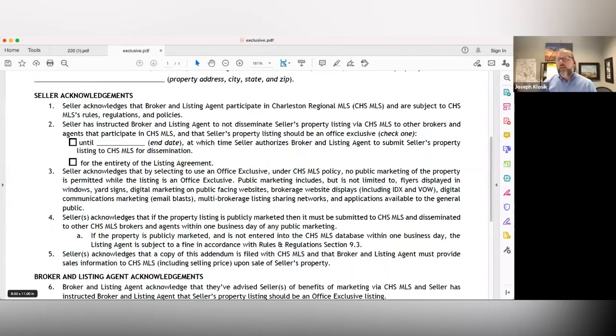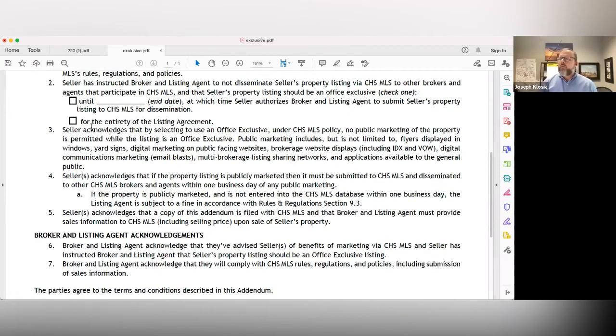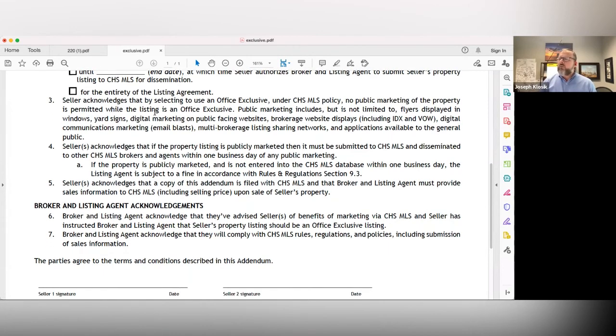All right, so let's jump back into the addendum for the office exclusive. So in the office exclusive addendum, we talked about obviously when it's going to be withheld from the MLS. Again, more disclosure. Seller acknowledges that by selecting the use of office exclusive under the MLS policy, no public marketing of the property is permitted while it's listed in the office exclusive. This includes, but is not limited to, flyers, yard signs, digital marketing on public-facing websites. This is the seller acknowledges.